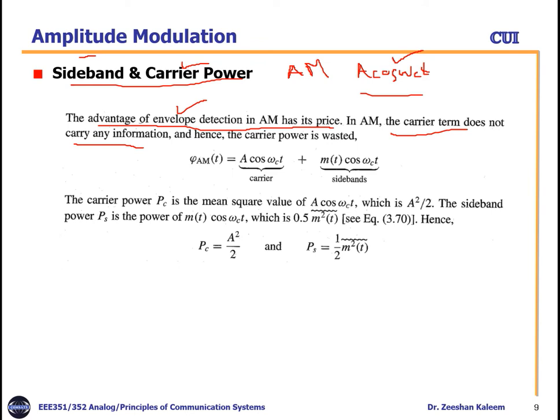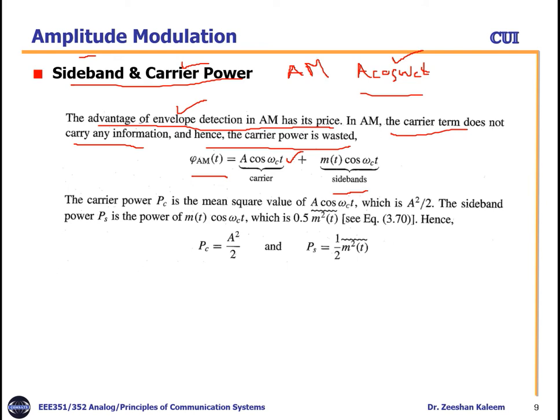So hence the carrier power is wasted. For example, this is our AM signal. It has an additional A cos omega ct carrier, and these are the sidebands which we are sending as a modulating signal, so message cos omega ct. So they have an additional carrier term. Now let's analyze how much power the carrier and the sidebands consume.